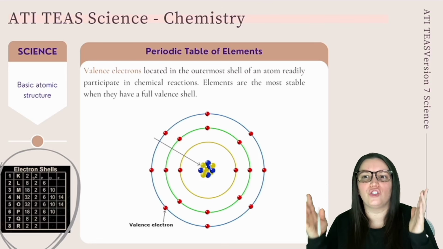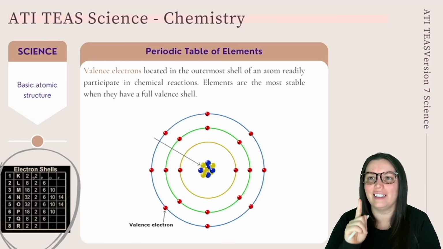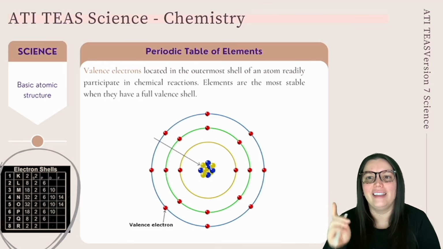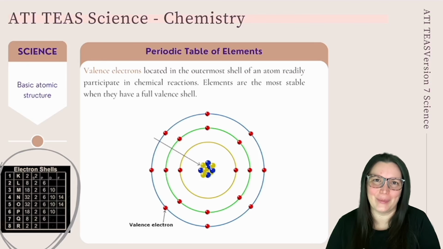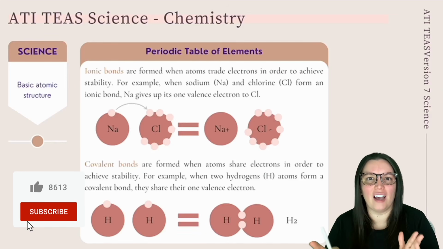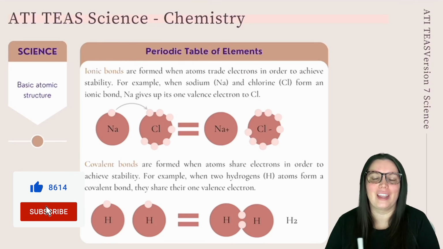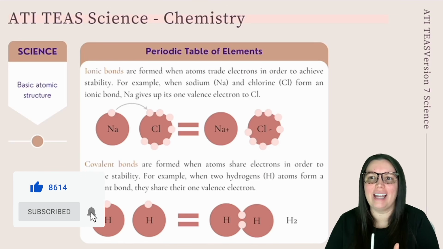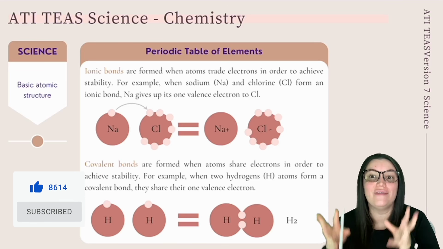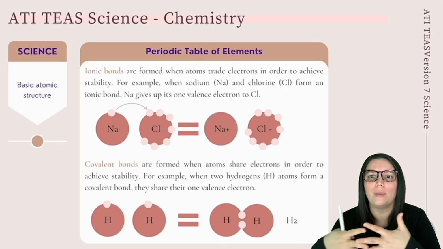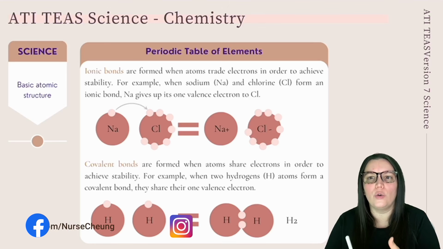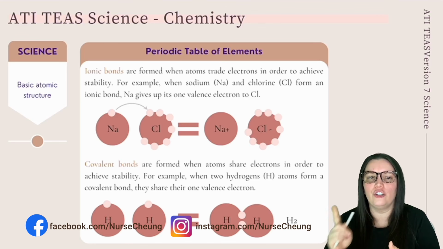Other elements such as sodium have only one valence electron in that shell. These types of atoms are less stable and they're readily able to give up their electron in order to achieve stability for that particular atom. Next, we're going to talk about ionic and covalent bonds. Ionic bonds are formed when atoms trade electrons in order to achieve that stability. So for example, when sodium and chlorine form an ionic bond, sodium gives up one valence electron to chlorine.